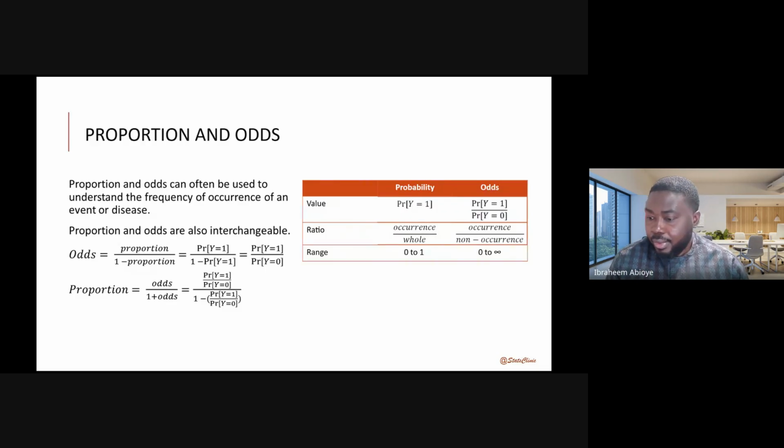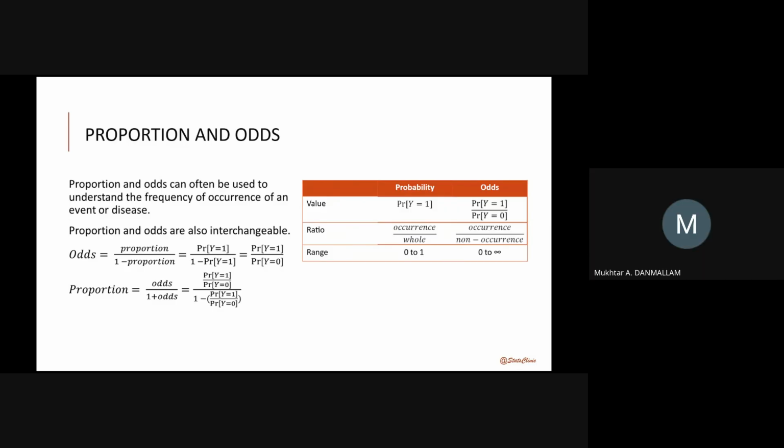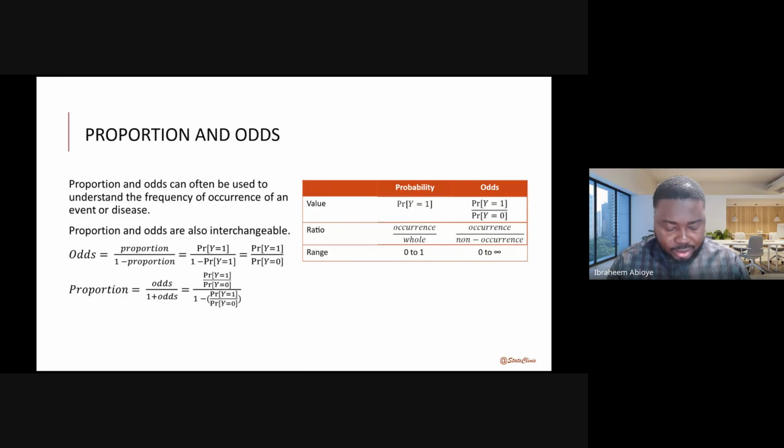Maybe the proportion of males in this class. Proportion of nurses in this class. Very good. Anyone else have an example? So we've seen the proportion of people who have hypertension, and the proportion of nurses in this class.